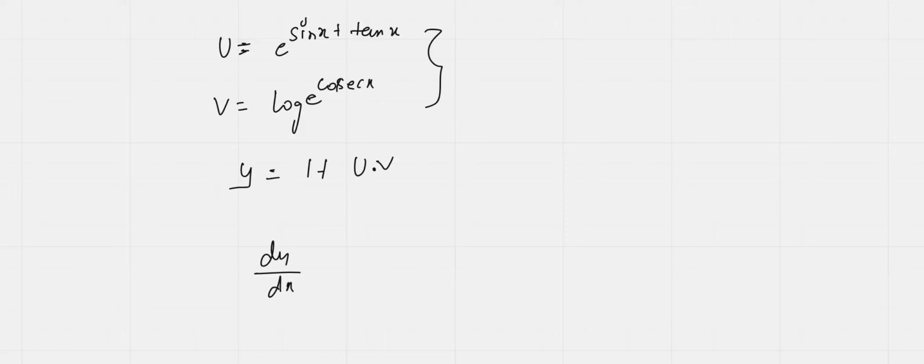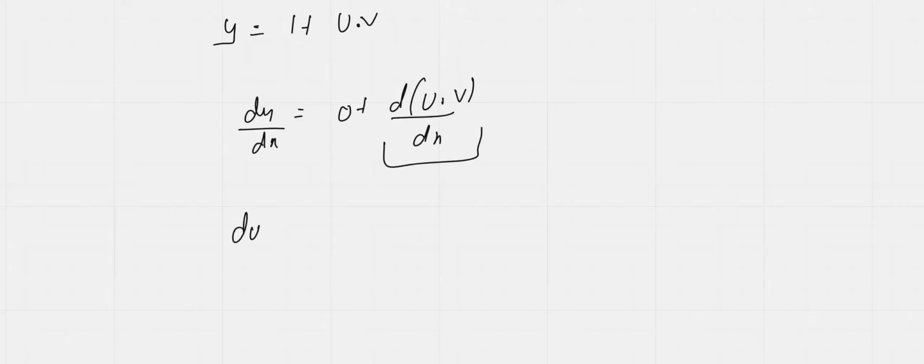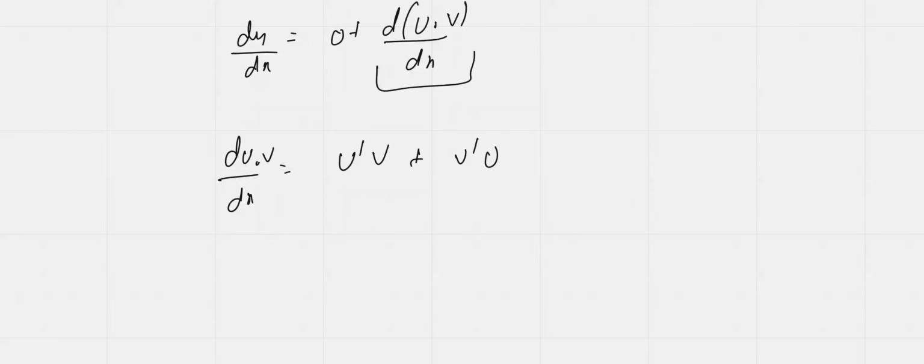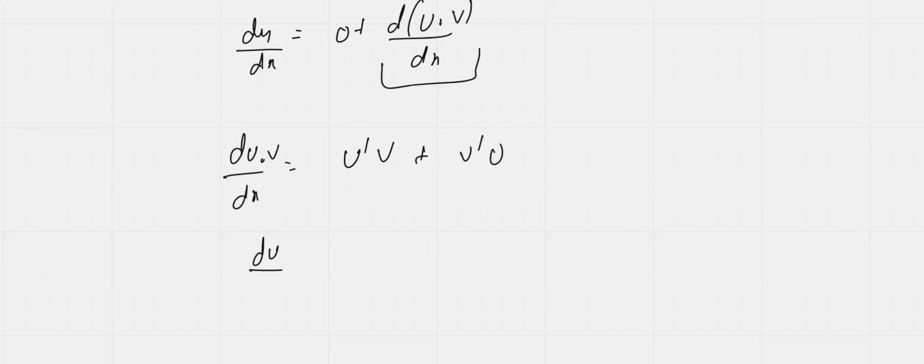So I will be left with 0 plus the differentiation of u dot v. I will go for this part first. The derivative of u v comes out as u dash v plus v dash u. Okay, let's do them individually. What is my du by dx? It is d of e to the power sin x plus tan x.